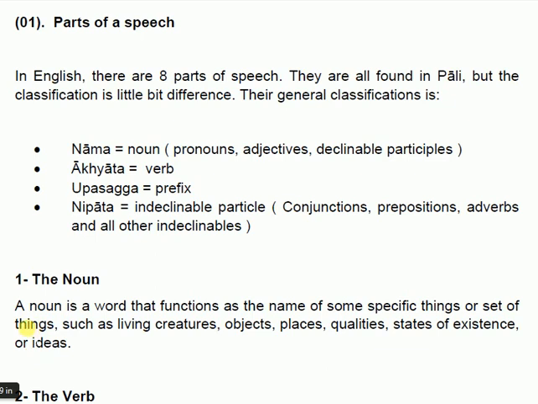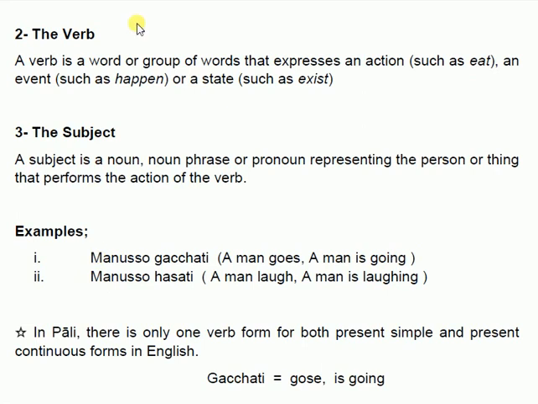Let's read this. A noun is a word that functions as the name of some specific things or set of things, such as living creatures, objects, places, qualities, states of existence or ideas. That's called noun. Then verb. Let's read. A verb is a word or group of words that expresses an action, such as eat, drink, an event, such as happen, or a state, such as exist. That's about verb.